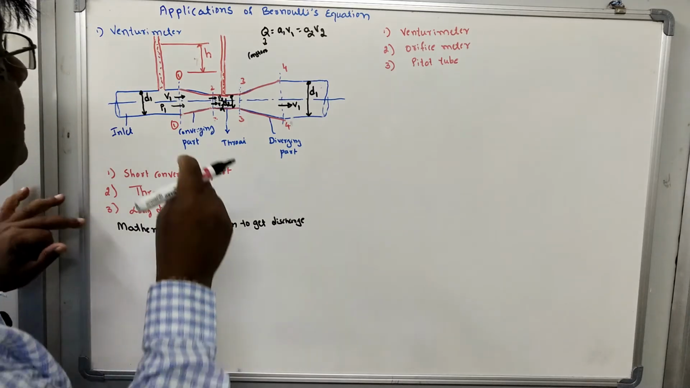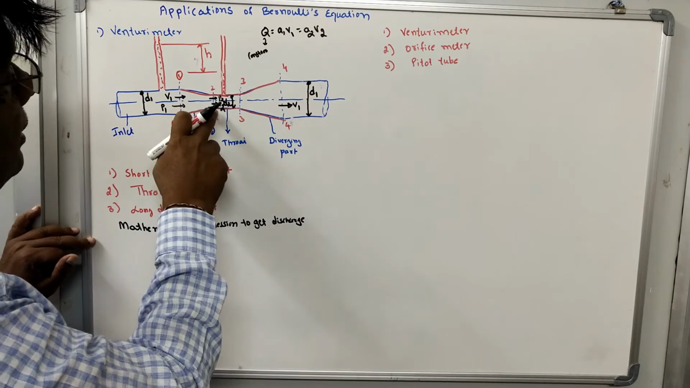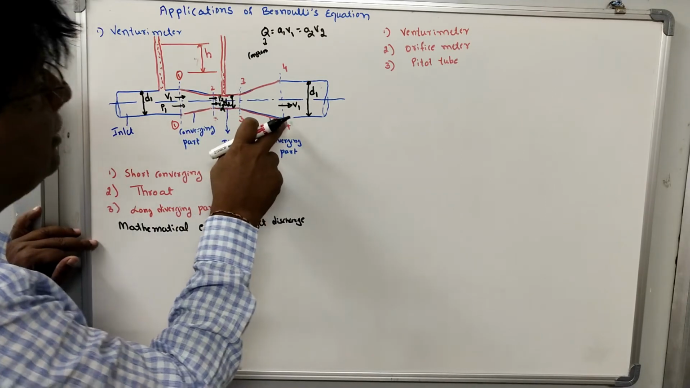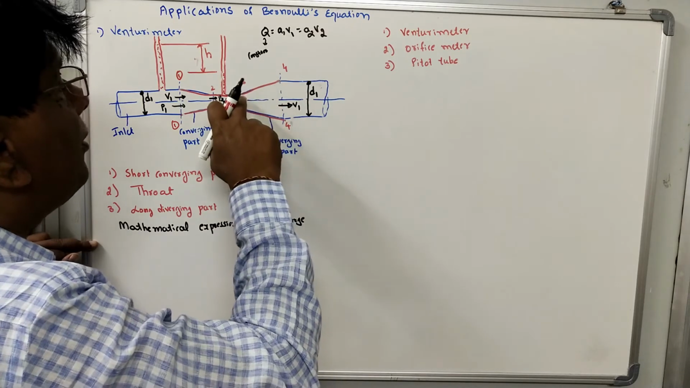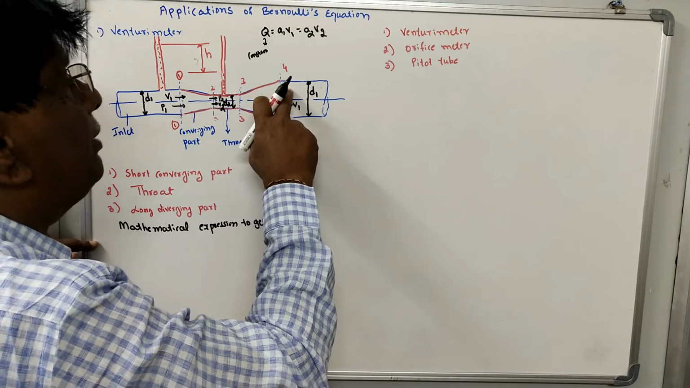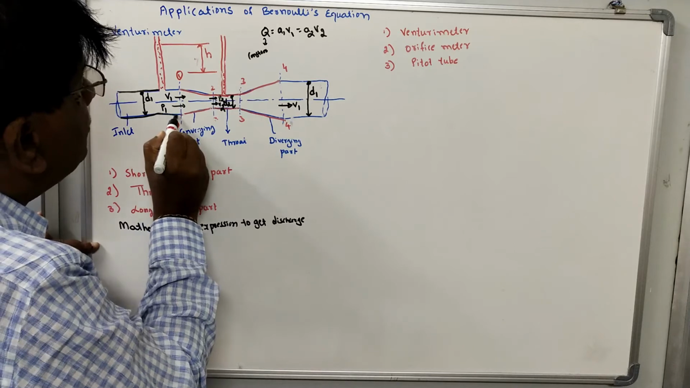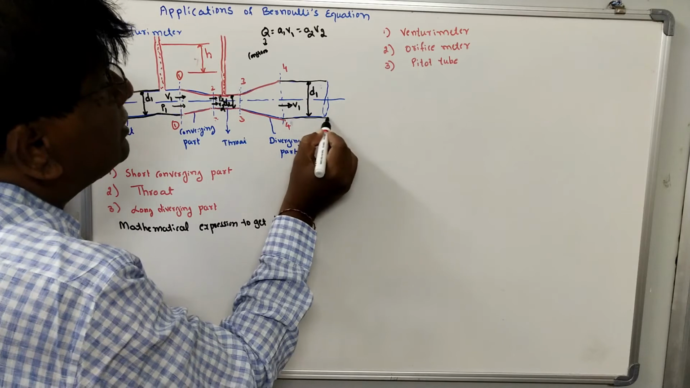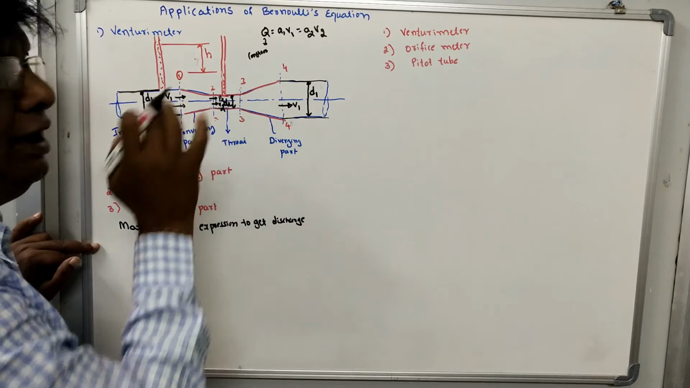So venturimeter is having three parts. One is the converging portion, then the reduced portion, that is called a throat. Again it is divergent, means the diameter of pipe is increasing gradually from lower value to higher value, means from D2 to D1. This is our pipe where we are connecting the venturimeter. This is our venturimeter and we are connecting this to the horizontal pipe to measure the discharge.